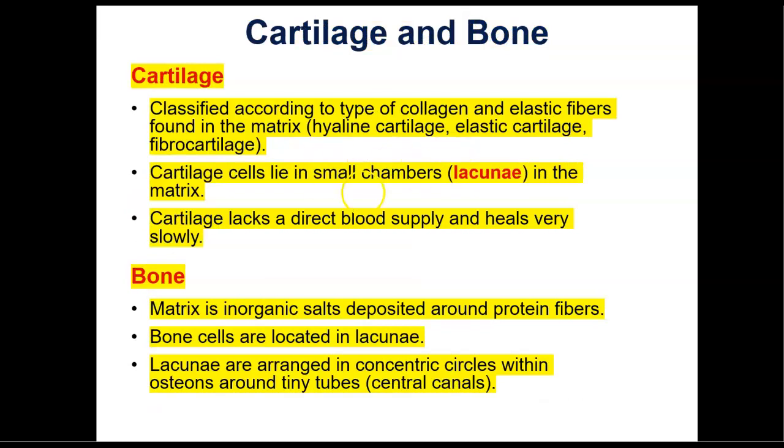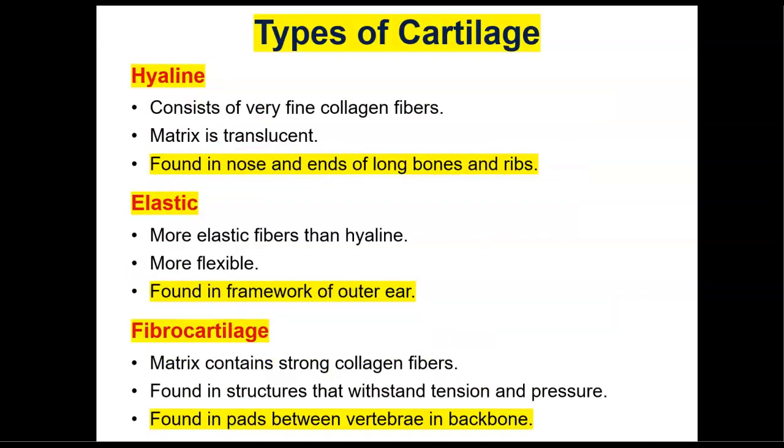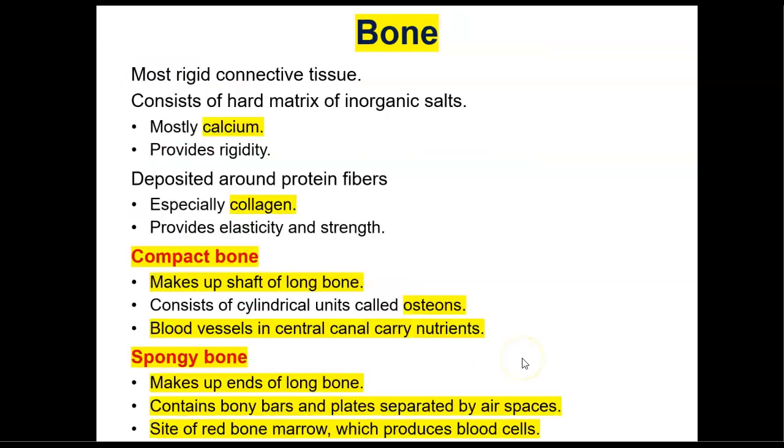Okay, here's where we were. First, for the types of cartilage, there's hyaline cartilage. We find that in the nose and at the ends of long bones and in the ribs, connecting the ribs to the sternum or breastbone. Elastic cartilage, framework of the outer ear. Fibrocartilage in the pads between the vertebrae and our backbone.